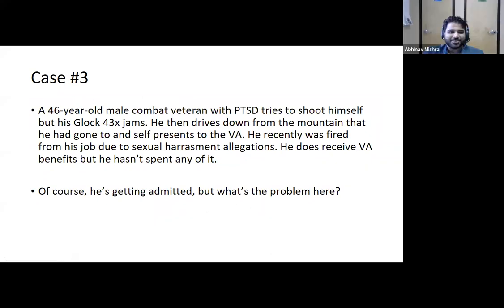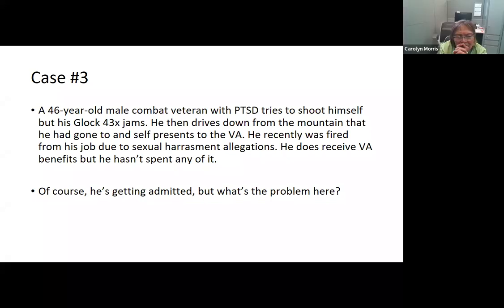Now, since you guys have talked a lot about the cases, I'll read this one for us. So this is a 46-year-old male combat vet with PTSD, tries to shoot himself, but his .43 Glock jams. He then drives himself down from the mountain that he had gone to and self-presents to the VA. He recently was fired from his job due to allegations of sexual harassment. He does receive VA benefits, but he hasn't spent any of it because he's guilty that a lot of his members in his cohort have died from his unit.